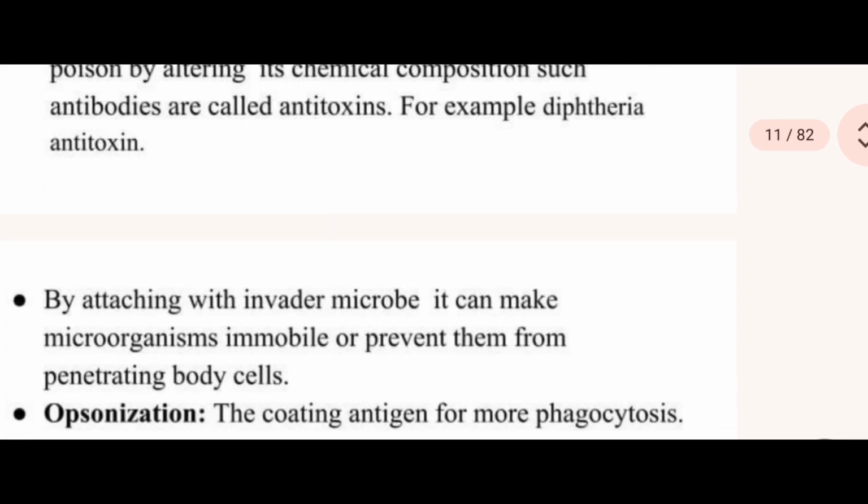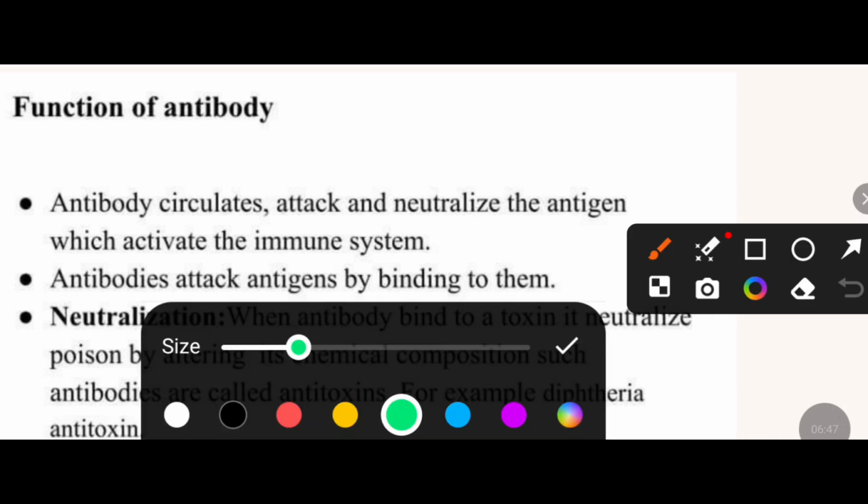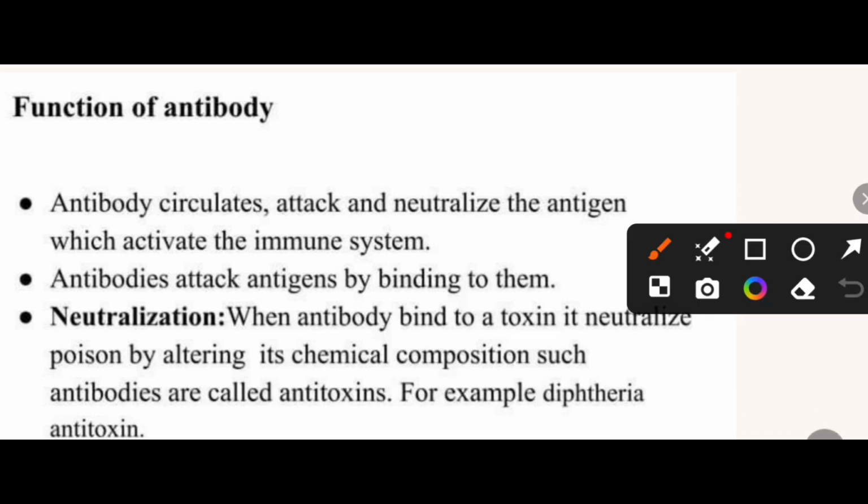Now what is the function of the antibody? The basic function of the antibody is that it circulates and attacks and neutralizes the antigen, which activates the immune system. Antibodies attack antigens by binding to them, and neutralization. What is neutralization actually? When an antibody binds to a toxin, it neutralizes the poison by altering its chemical composition. Such antibodies are called antitoxin.